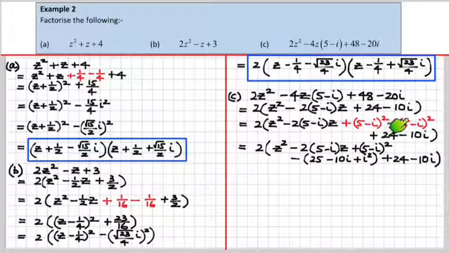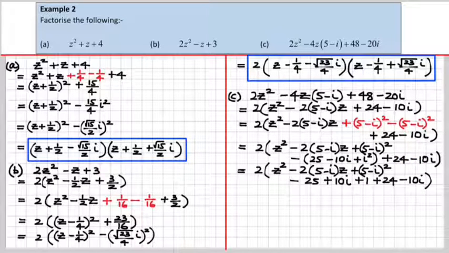Now I've just expanded out this minus 5 minus i all squared term, and in the next line I'm going to remove that bracket and then combine all this stuff here on the end to see what's left. Okay, alright, so yes, minus 25 plus 10i. Now that's minus i squared, which is plus 1. Plus 24 minus 10i. Oh, look at this.